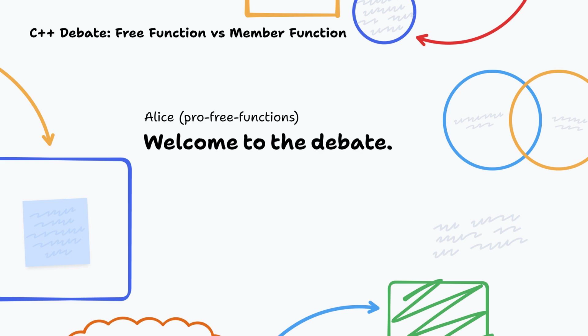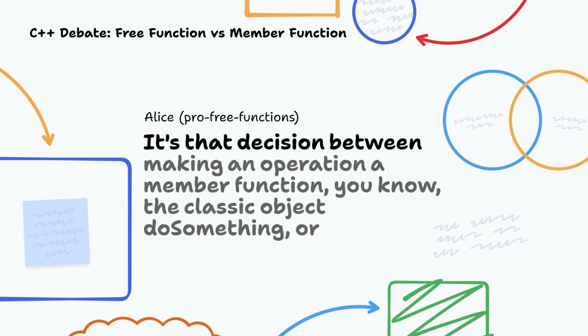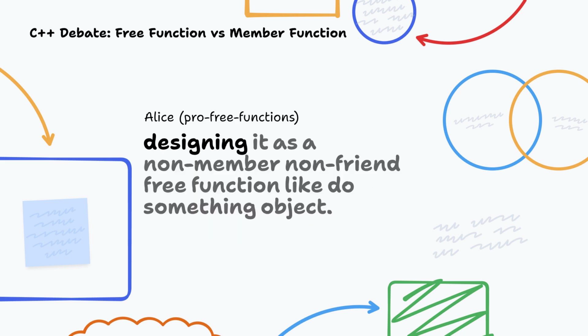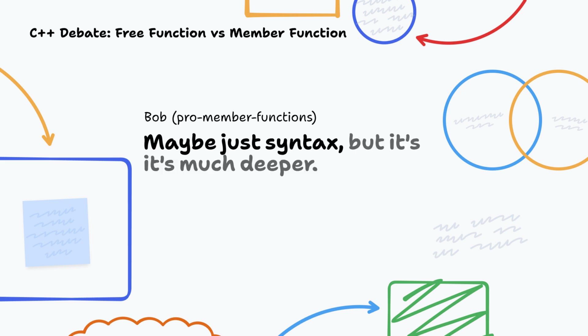Welcome to the debate. The topic today gets right into a really fundamental architectural choice we all face in C++, doesn't it? It's that decision between making an operation a member function, the classic object.doSomething, or designing it as a non-member, non-friend free function, like doSomething(object). Exactly. And it sounds simple, maybe just syntax, but it's much deeper.